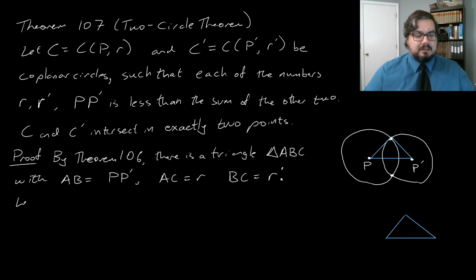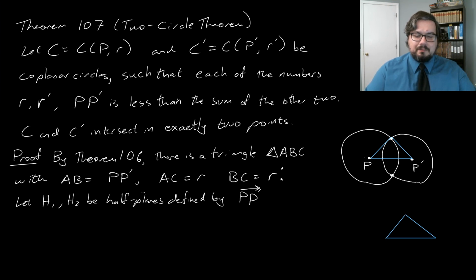So let H1 and H2 be the half planes defined by the line PP prime. So we'll say H1's up here and H2's down here.